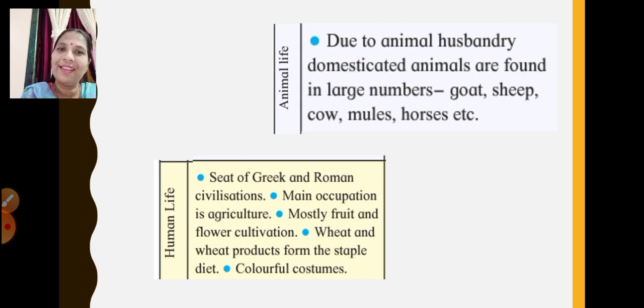The main occupation is agriculture, basically fruit and flower cultivation. Wheat and wheat products form the staple diet. So they have cultivation of wheat done on a large scale, and wheat products as their staple diet. And you will find colorful costumes in the Mediterranean region.